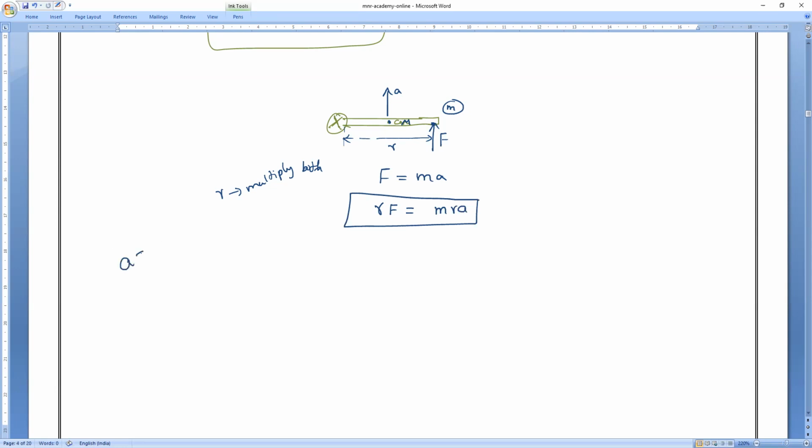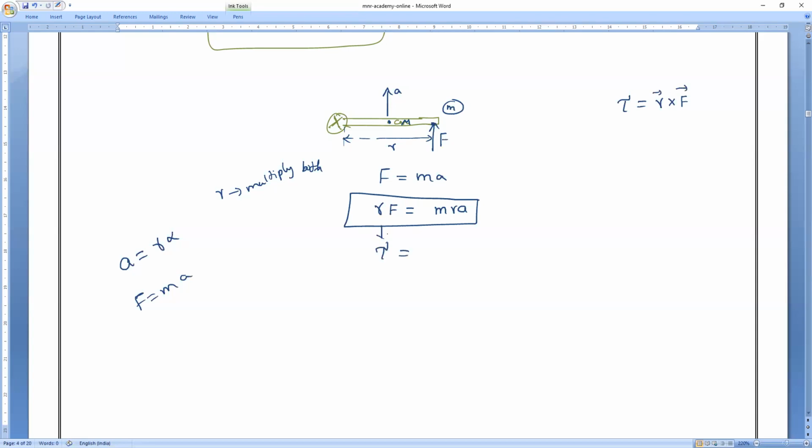You all know that acceleration a is equal to R alpha and F is equal to ma. Now observe very carefully. I will replace this. R into F, what does it mean? Torque is equal to R into F. So I can replace it with the torque.